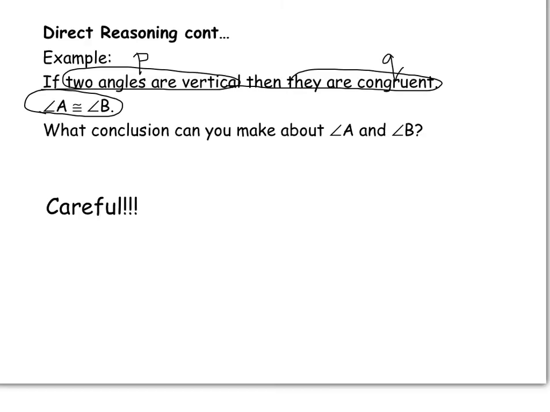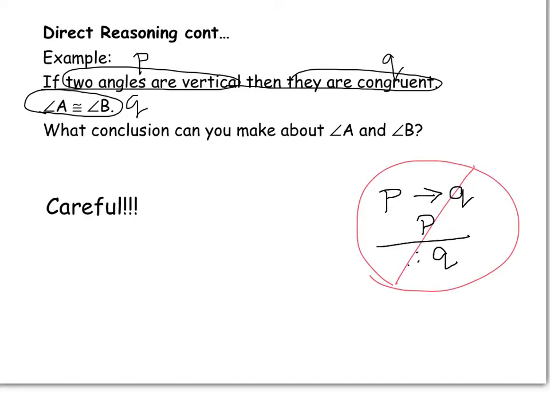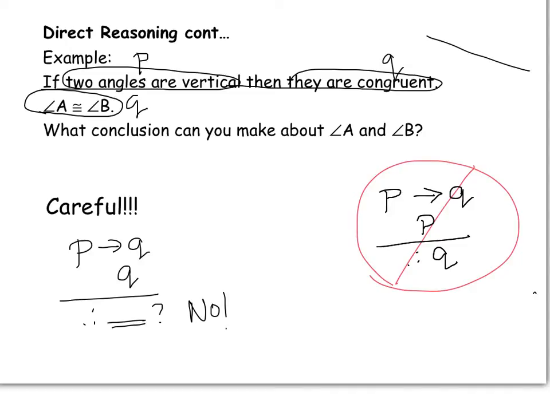Well, if we're not careful, we might accidentally think that we're given the form P implies Q, P, therefore Q. But actually, we're not. This is Q. So do we have a rule that says P implies Q, Q therefore something? No, we don't. And in fact, we can give a counterexample here. If two angles are vertical, they are congruent. Well, we know that that's true.